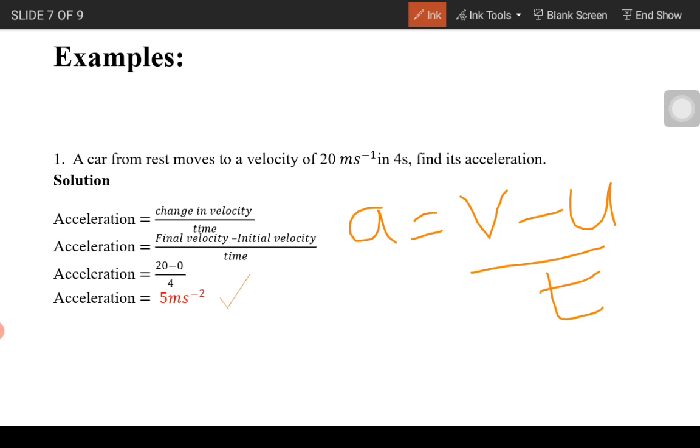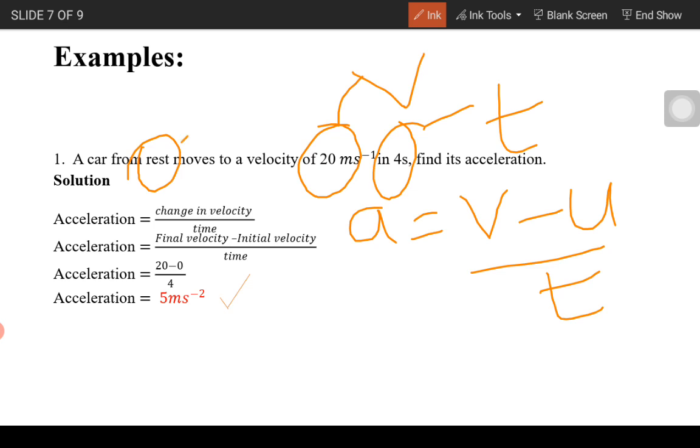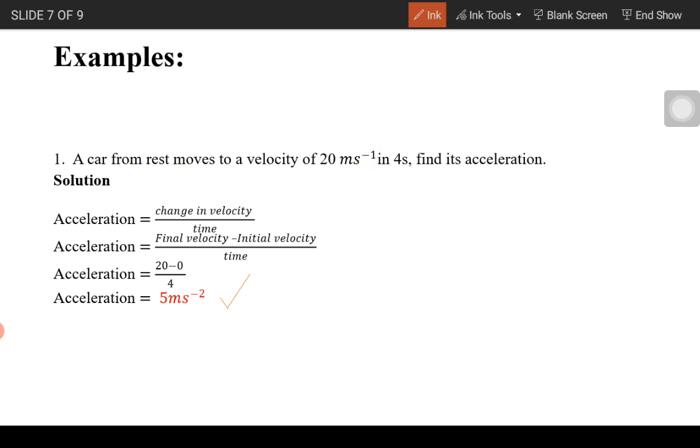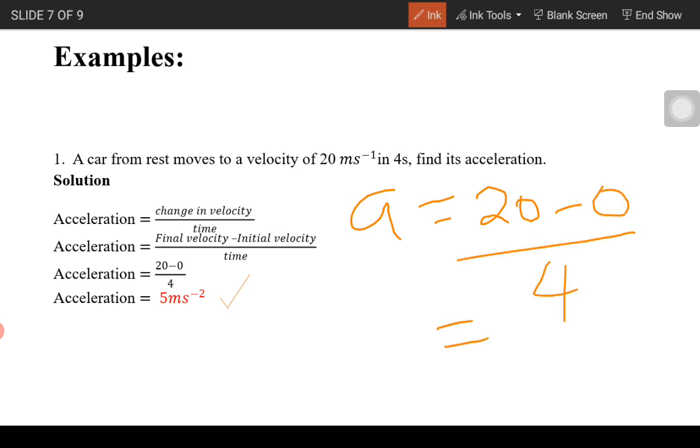Now in the question, it accelerates from rest and moves to a velocity of 20 meters per second in 4 seconds. So this is the time, this is the v, and it is starting from rest. So our initial velocity is 0. When I substitute, I will have v, which is 20 meters per second, minus 0, divided by 4. The numerator gives you 20 divided by 4, which is 5. So our answer is 5 meters per square second.